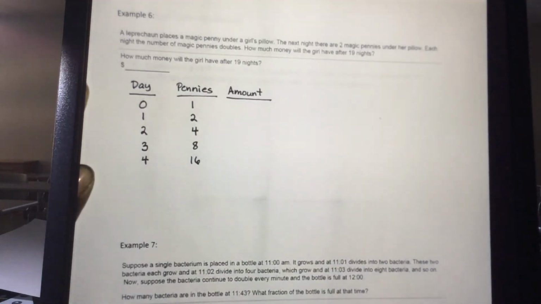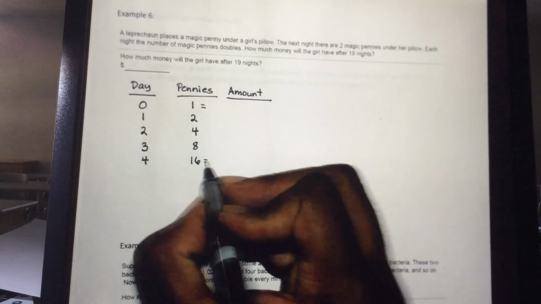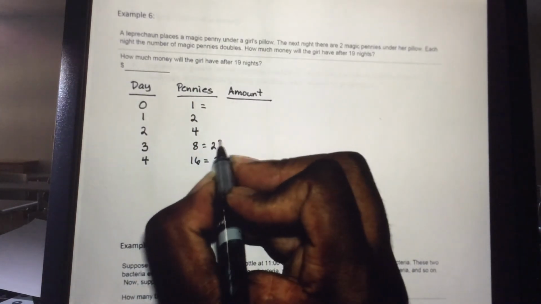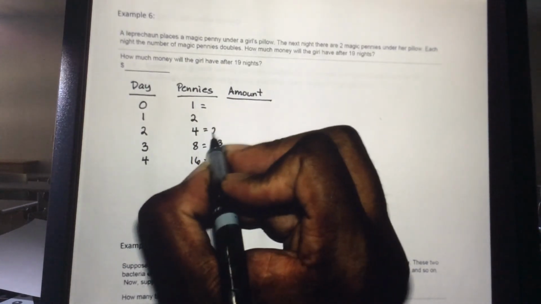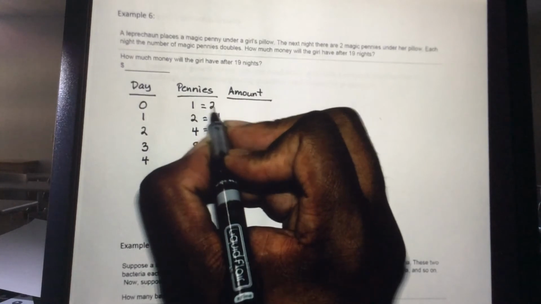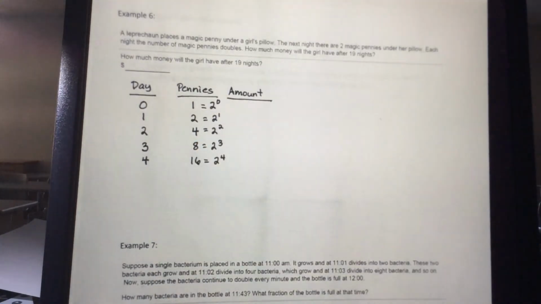So pretty much you can see there's a pattern here. This is going by a power of 2. Because I know 16 is 2 to the 4th, 8 is 2 to the 3rd, and 4 is 2 to the 2nd, 2 is 2 to the 1, and the number 1 is 2 to the 0 power.